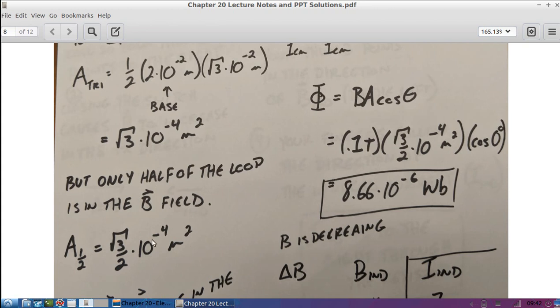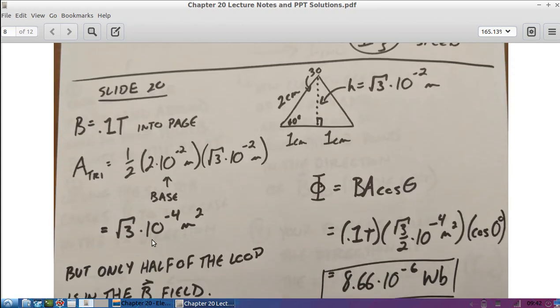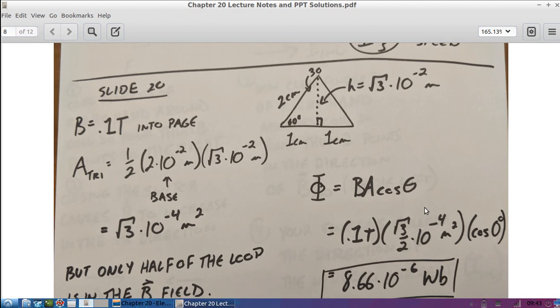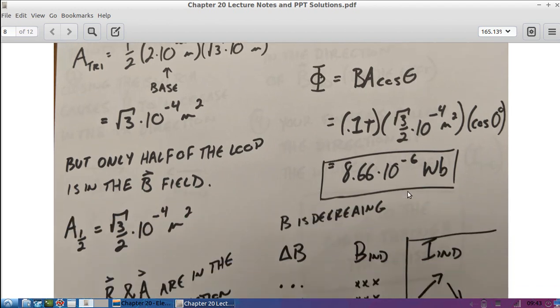So I've got the area, I've got the magnetic field. Again, the area and the magnetic field are acting in the same direction. Those vectors are parallel, so cosine of 0 is 1 again. I don't have to worry about that. So I'm just calculating the flux, right? So substitute B in, substitute the area of half the triangle, and I get 8.66 times 10 to the negative 6 Webers. Tesla meters squared is a Weber.